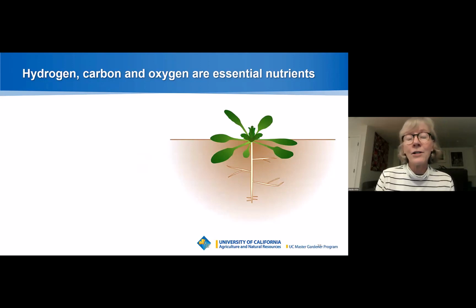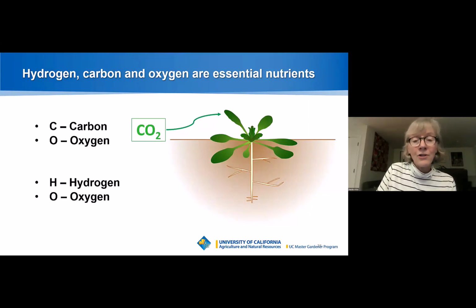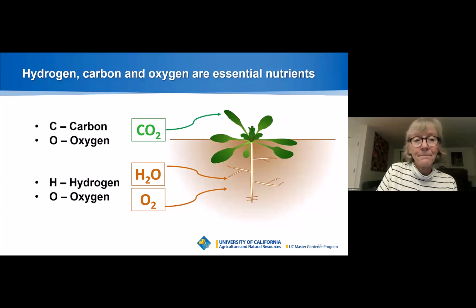Hydrogen, carbon, and oxygen are essential nutrients, but how do they get into the plants? Plant cells get nutrients from their environment. Carbon and oxygen enter plants through their leaves as carbon dioxide, and hydrogen and oxygen enter plants through their roots as water and also as pure oxygen.